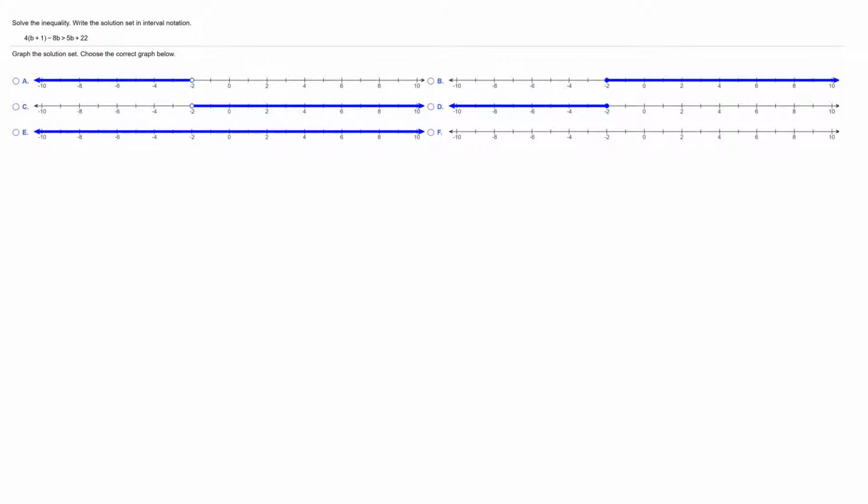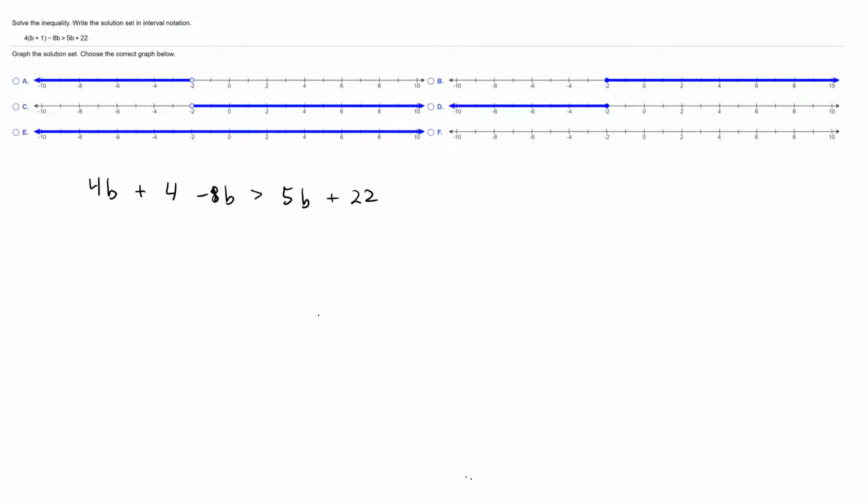Right, so we have to begin by solving this inequality. I'm going to first remove the parentheses by distributing the 4. So we have 4 times b, that'll be 4b, plus 4 times 1 is 4, minus the 8b is greater than 5b plus 22. Now that I've gotten rid of parentheses, I'm going to combine like terms on each side.